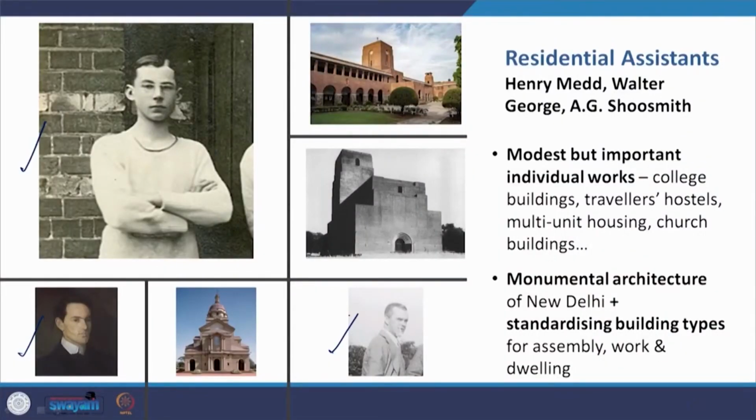So on one hand was the monumental architecture of New Delhi by Lutyens and Baker, and on the other hand were these standardizing building types given by the residential assistants for assembly, for work and dwelling. They developed their own architectural vocabulary for this. There was a very clear shift from the strong neoclassical content of Lutyens and Baker to a more modernist touch. We look at that today, and the use of exposed bricks, even exposed stone and concrete, was there in their works.